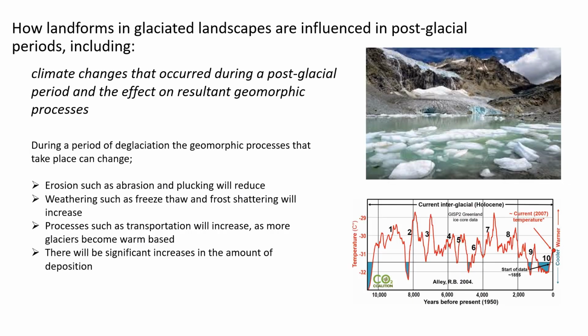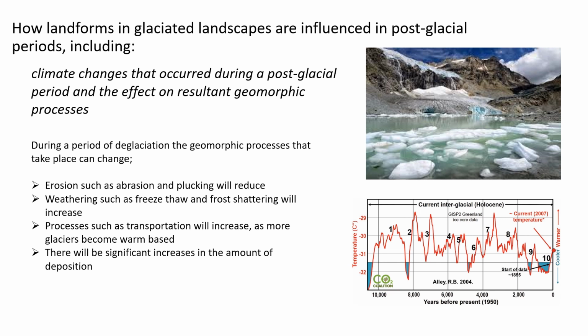So if we're looking at this period of time, it's called deglaciation because we are having the melting and ablating of glaciers, and that is called deglaciation. And that is occurring because of a warming climate. But that warming climate can also change some of the geomorphic processes that are happening.